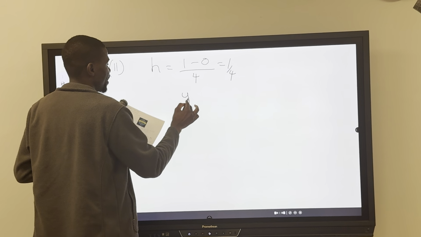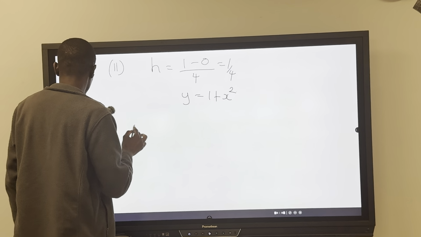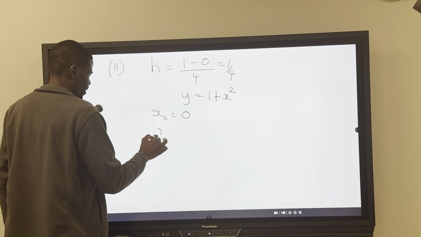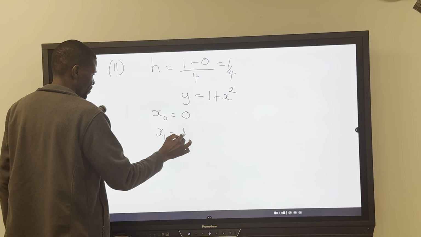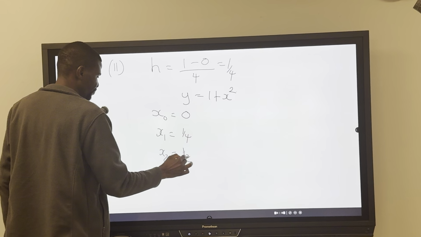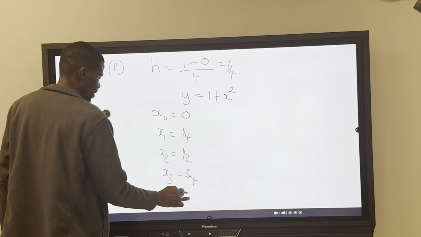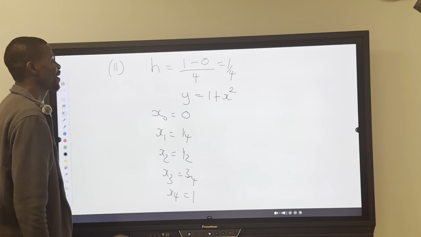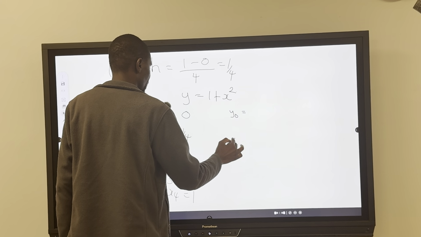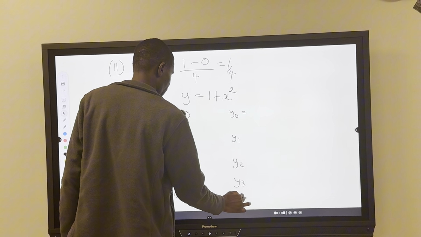But remember, our y is equal to 1 plus x squared, right? So we start by finding the x ordinates. So x0 is 0, right? So x1 is 0 plus that, it's 1 over 4. x2 is 1 over 4 plus that, which is 2 over 4. Then x3 is 3 over 4. Then x4 is 4 over 4, which is just 1, right? So we need our y0, y1, y2, y3, and y4, right?